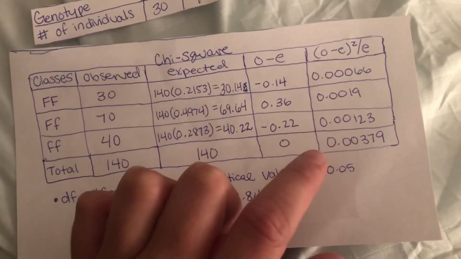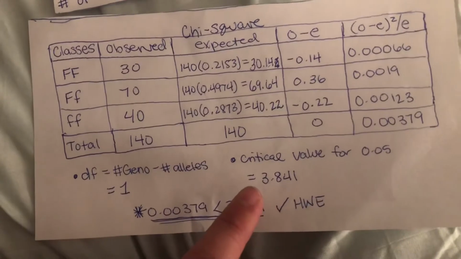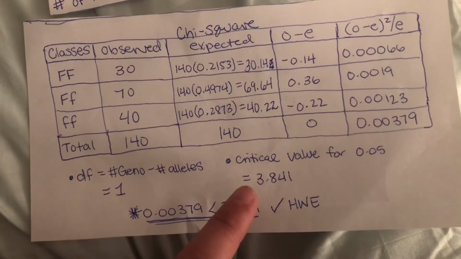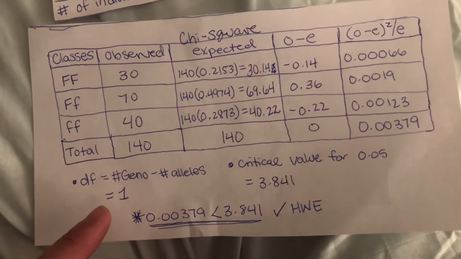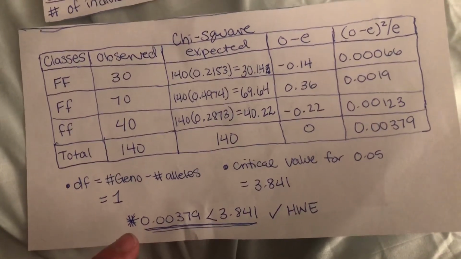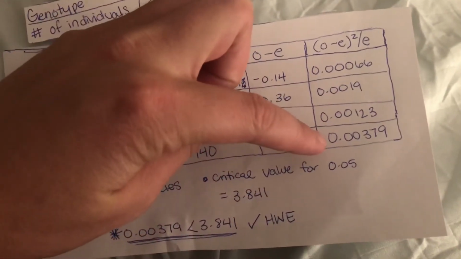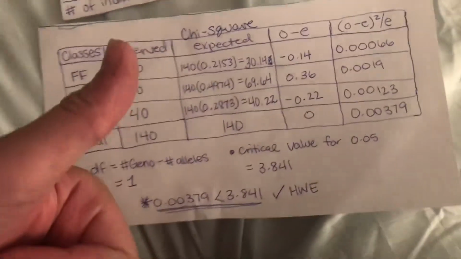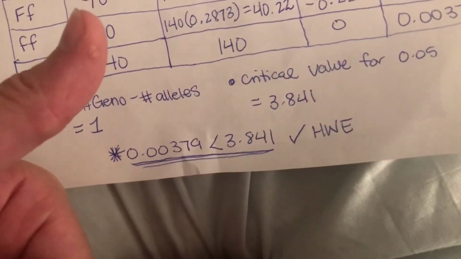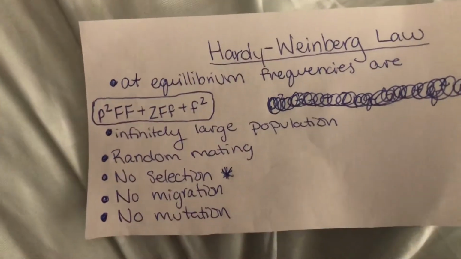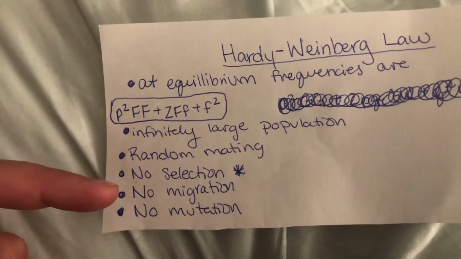And this is the number that we're going to compare to our critical value, which is 3.841, which we determined by finding our degrees of freedom, which is our number of genotypes minus our number of alleles. Our total number over here is less than our critical value, which means we're all good and that we are in Hardy-Weinberg Equilibrium. Other factors that go along with Hardy-Weinberg Equilibrium are that there is random mating in this population, no selection, no migration, and no mutation.